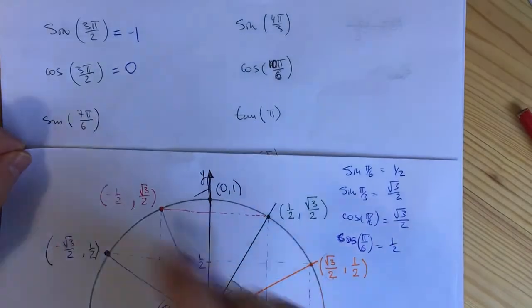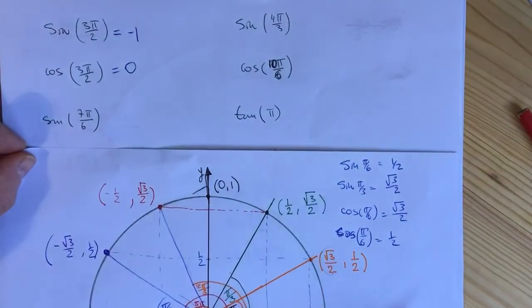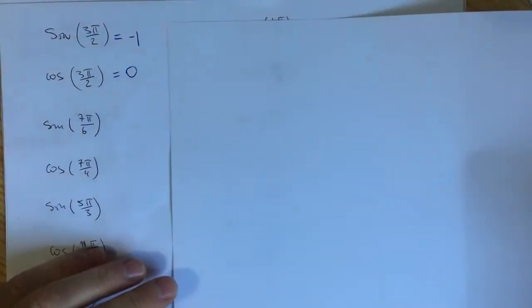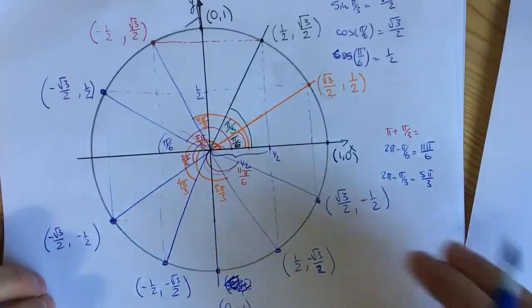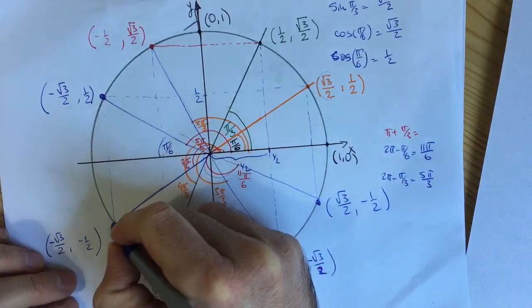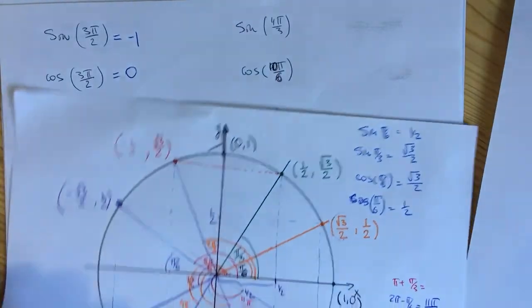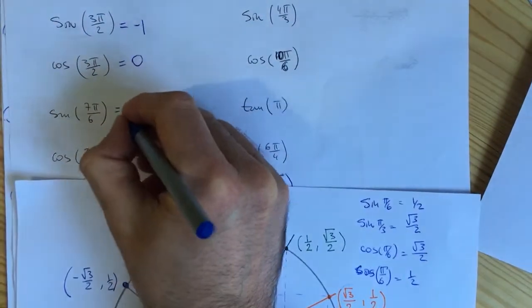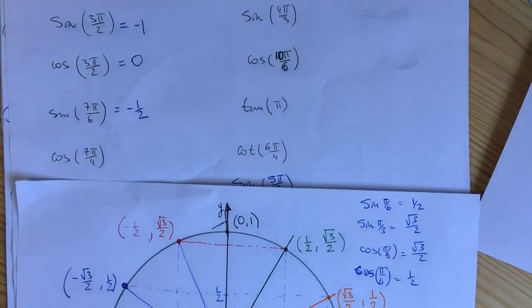Okay. The next question is, how much is sine of 7 pi over 6? Well, 7 pi over 6 is right here, right? 7 pi over 6 is this angle. And you're looking for sine of 7 pi over 6. Obviously that coordinate is negative 1/2. That is negative 1/2.